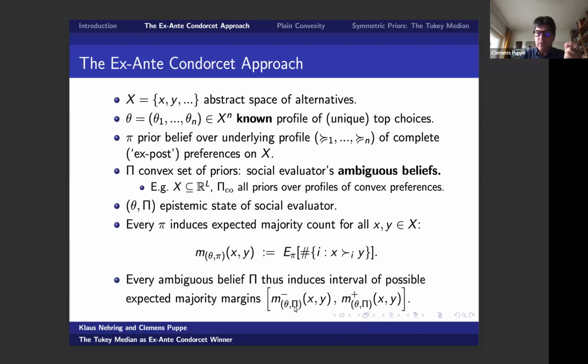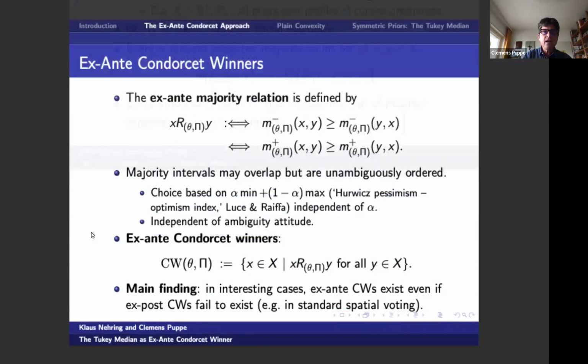Now, for a set of priors, you ask yourself, what is the minimal number of people who could prefer x to y, given my set of beliefs? And what is the maximal number? So this is m minus and m plus. So in general, you don't have a unique expectation, but you have a minimal and a maximal expectation, right? So there is an interval of possible expected majority margins. Now comes the answer to Fuad's question.